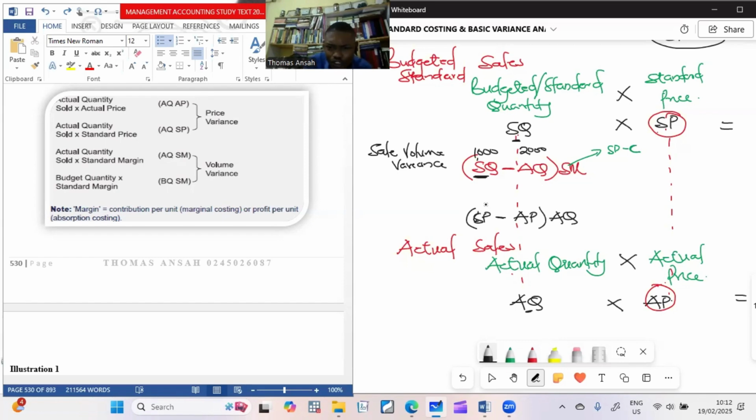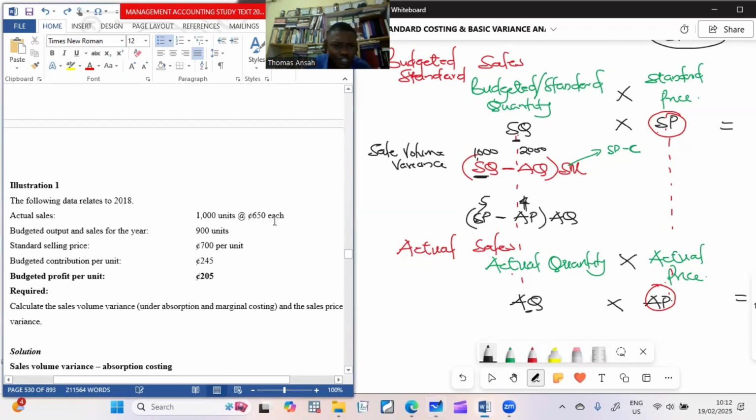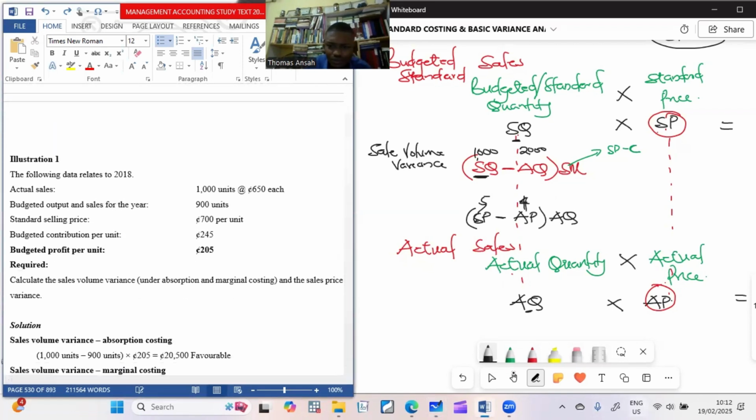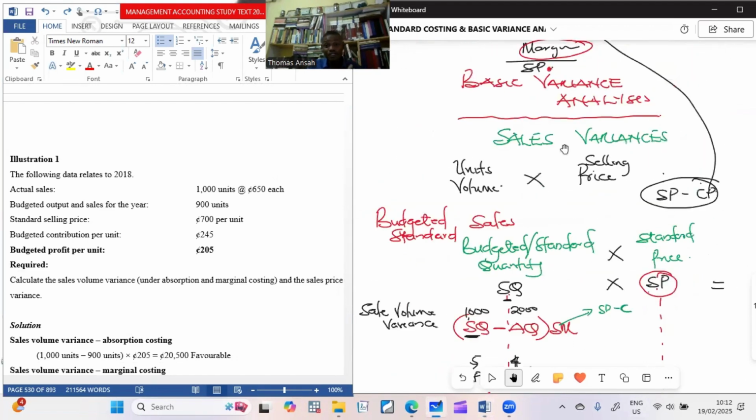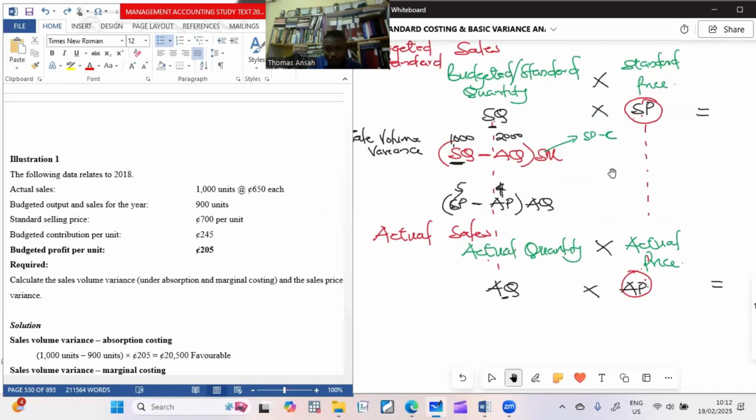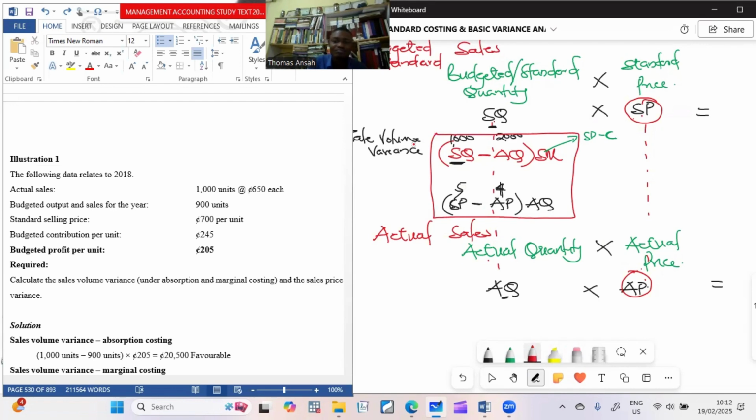Now, if you wanted to sell something at 5 cedis, then you were able to sell it at 4 cedis, is it a good thing or a bad thing? It's a bad thing because you could have gotten more profit. So let's look at this illustration where we learn. We've done sales variances. It's as simple as that. This is the formulas you need to keep at heart.